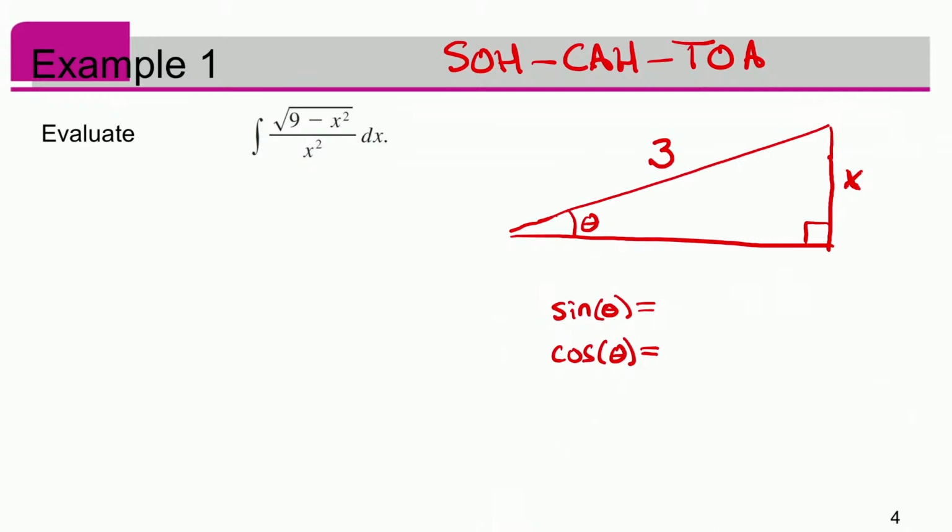Now, we all know the Pythagorean theorem. The Pythagorean theorem says that x squared plus this, we'll call that b for now, plus b squared is going to equal 9. That means that b is the square root of 9 minus x squared. You see where this is going?